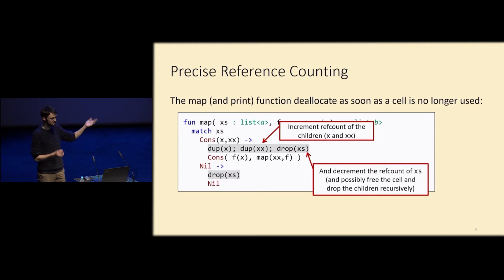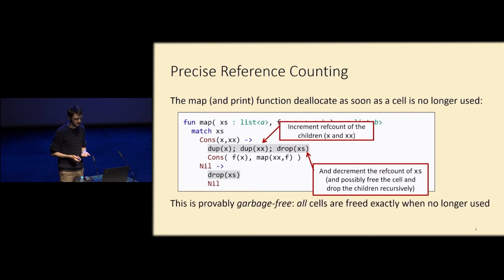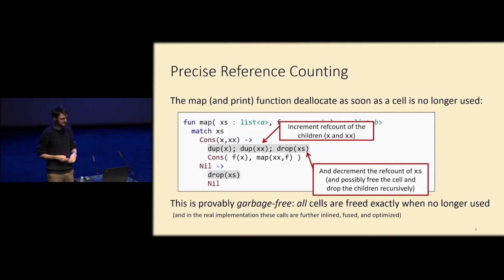So we match on it. We need xs, of course, to be able to match on it, but then we don't need it and we can immediately get rid of it. And with the Perseus algorithm, this is true for all cells. So this is a property called garbage-free. We can show that the Perseus algorithm is garbage-free, which means that at runtime, all cells will be freed exactly when they are no longer used. And of course, there are a few other nice optimizations which you can do to make this example even more efficient.